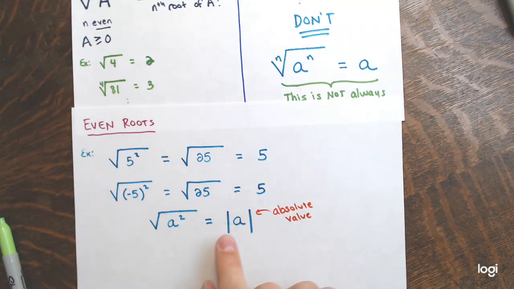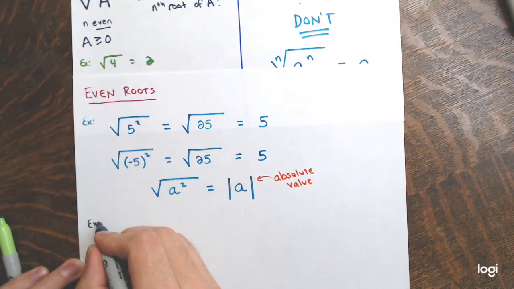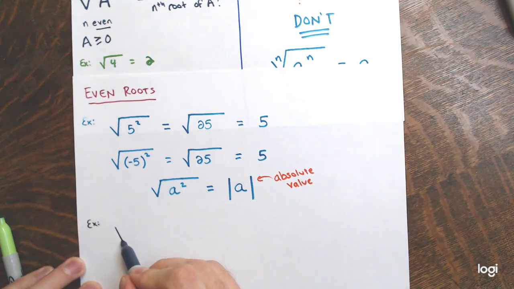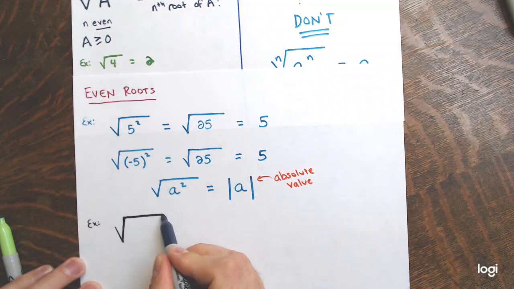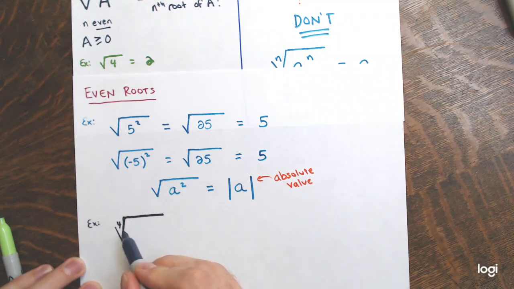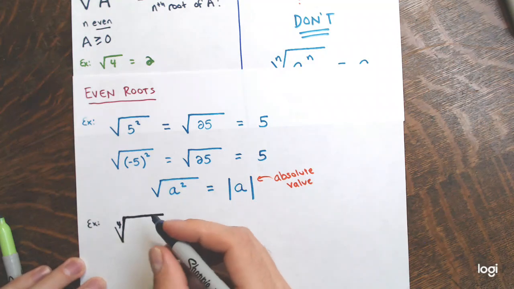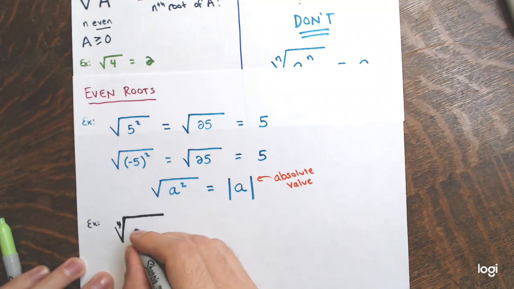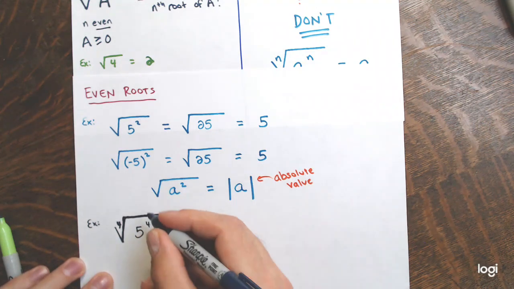Okay, and that's key. And this is going to be the same rule. I'm going to do the same thing for every one of these even roots. All right, so here's another one, another couple. What would be the fourth root? And remember, this symbol means the non-negative fourth root, or the principal fourth root. What would be the fourth root of 5 to the fourth power? I'll just use 5 again.